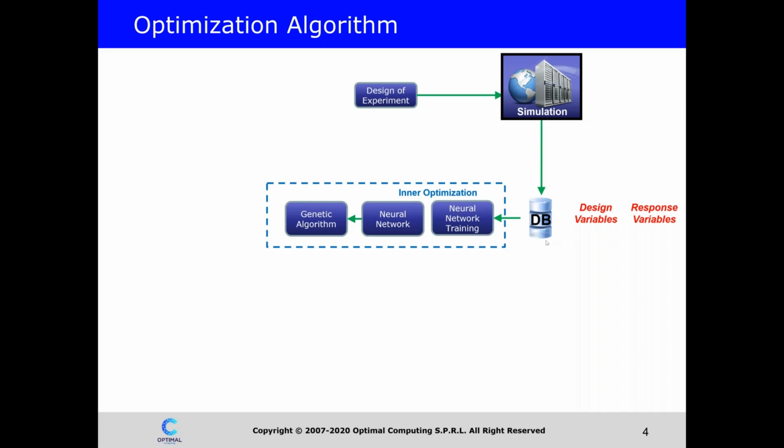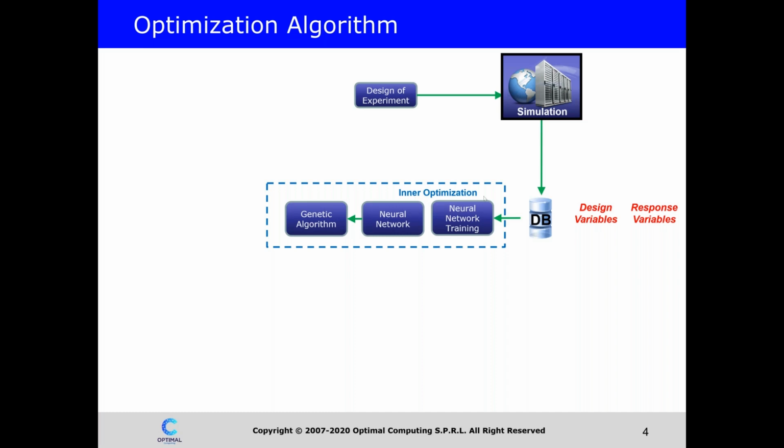When we have this database, then we can use a neural network, and we can train a neural network that will learn the relation between the design variable and the response variable. And the advantage of having this is that we can evaluate many, many different sets of design variables in a few milliseconds using the neural network, instead of a few hours with the complete and accurate simulation tool.